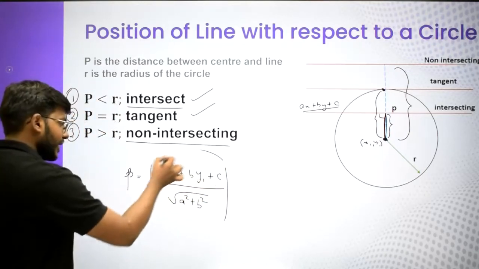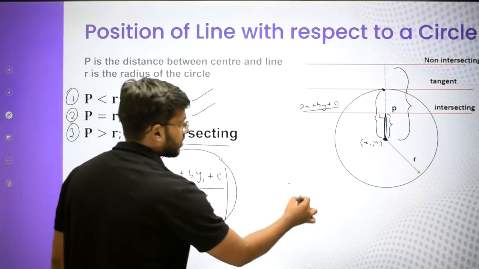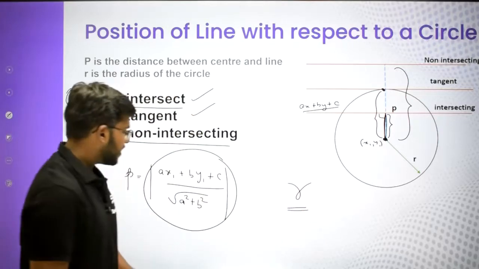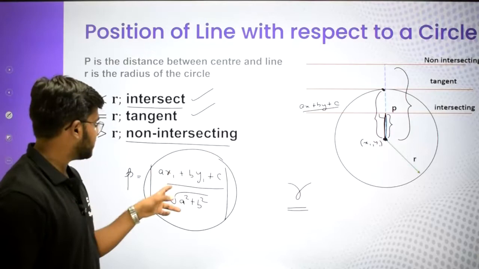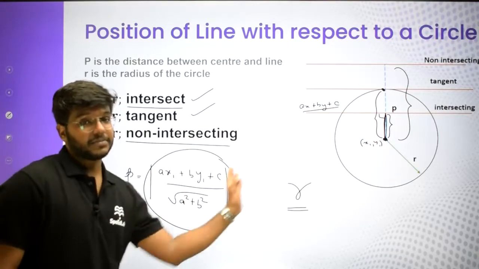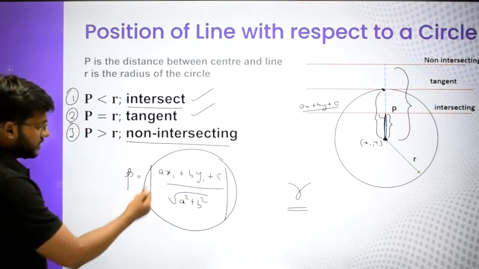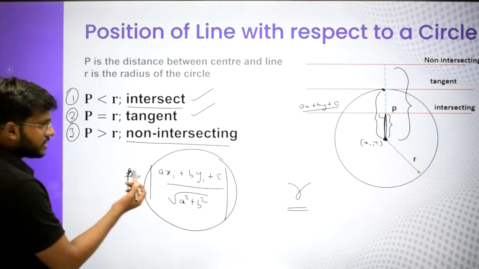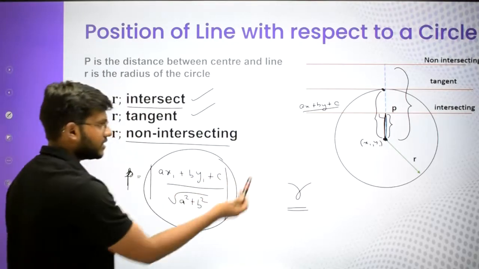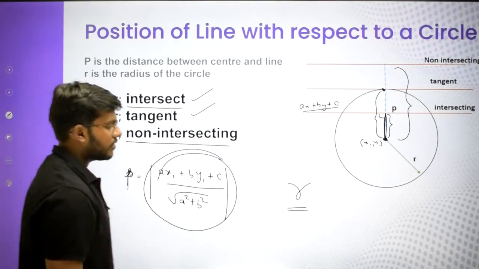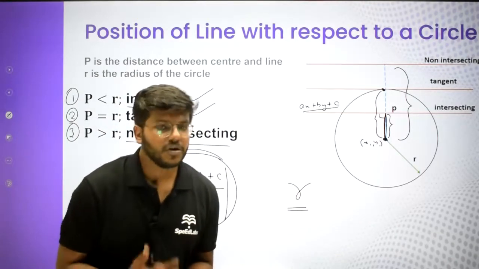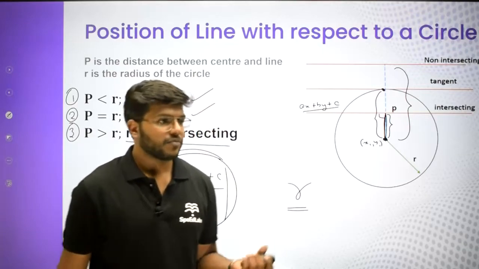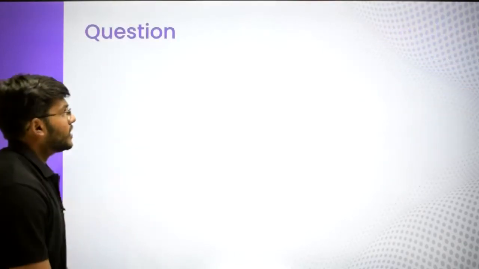Okay, so you will compare this value with radius r. If P is less than r, intersect. If P is equal to r, tangent. If P is greater than r, that means the line will be non-intersecting. So perpendicular distance, guys, if you have the equation of the line and coordinates of the center, this is how you can find it. The radius will already be given to you, right? From the equation of the circle we can find the radius. Okay, so let's look at question one.